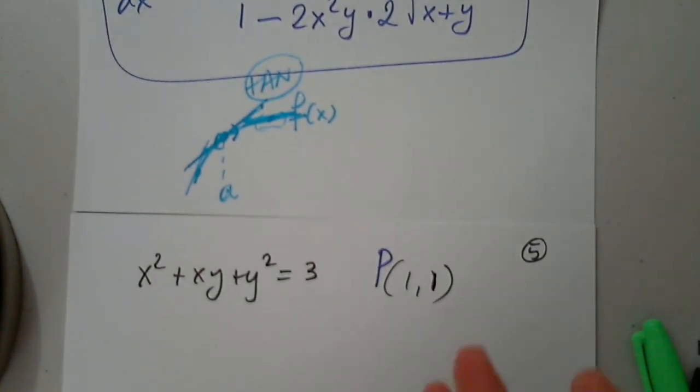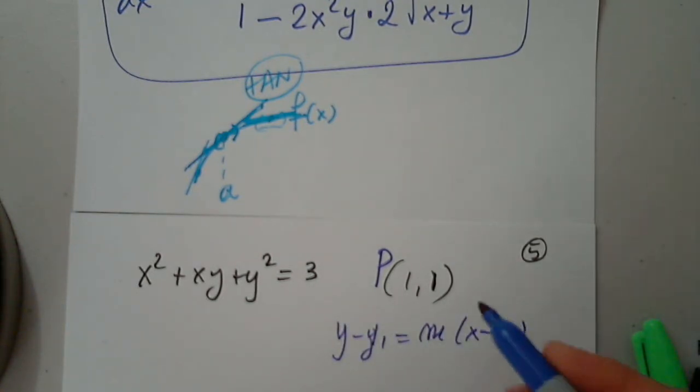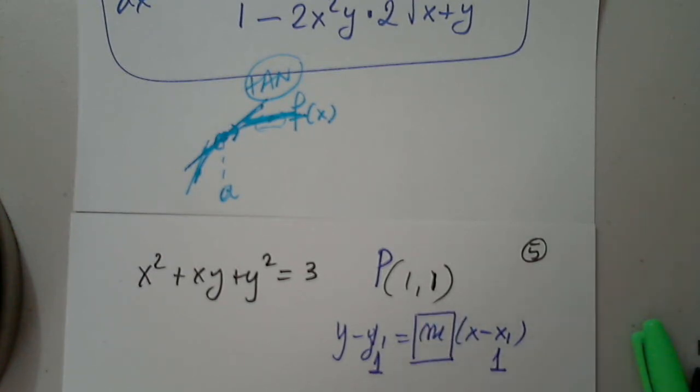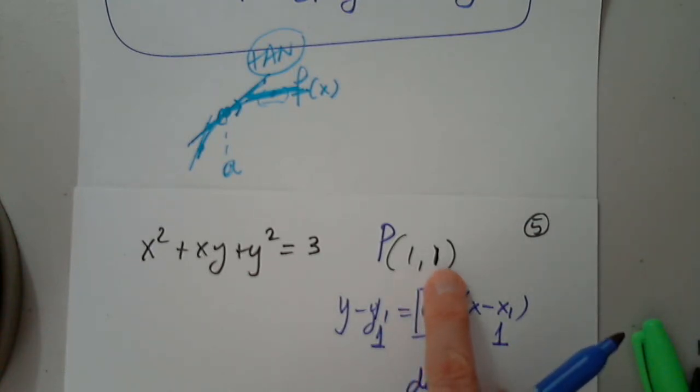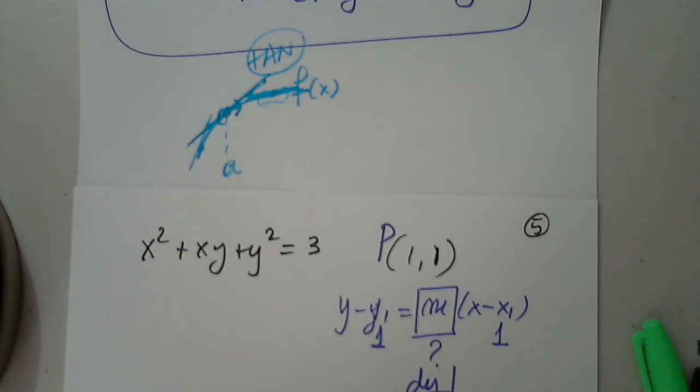So I will be able to find the equation of the tangent with y minus y1 equals the slope times x minus x1, where this is 1 and this is 1, but I'm missing a very important part. How do I get this? So this is basically dy over dx when x is 1 and y is 1. So how do I proceed?